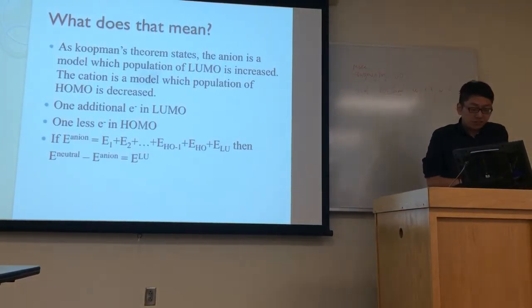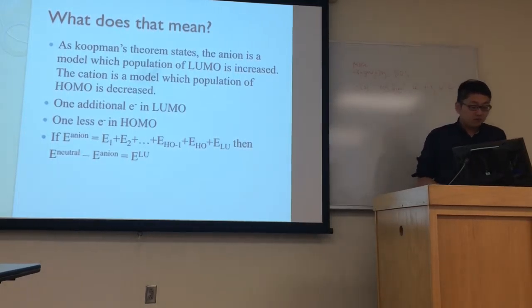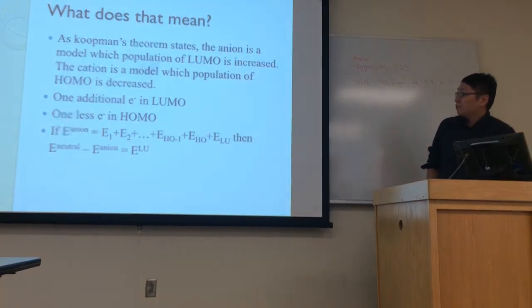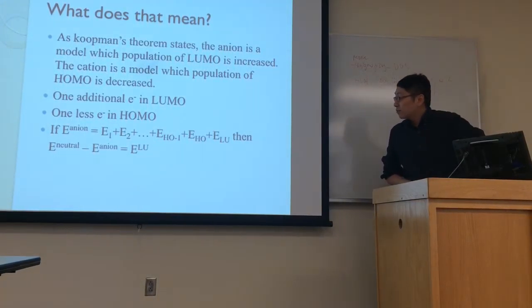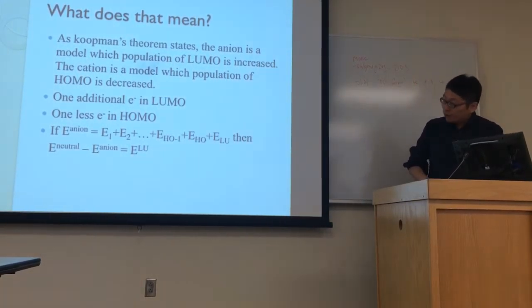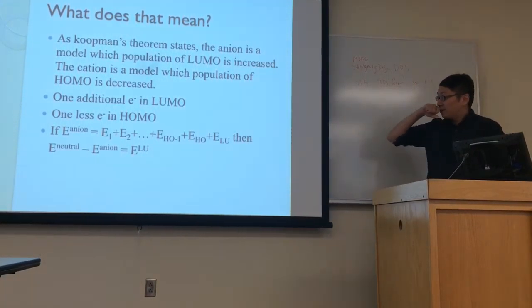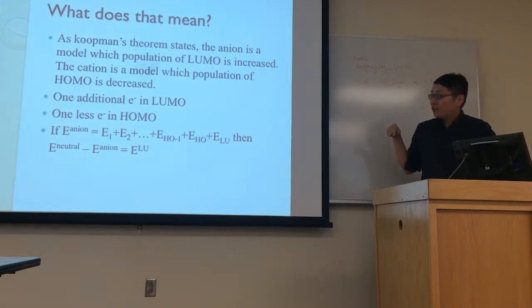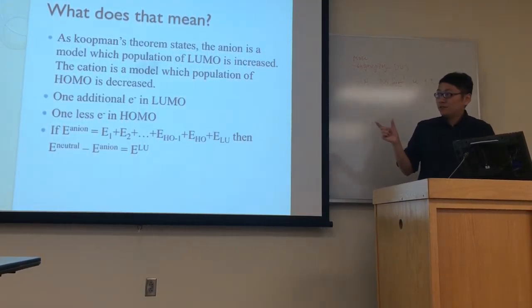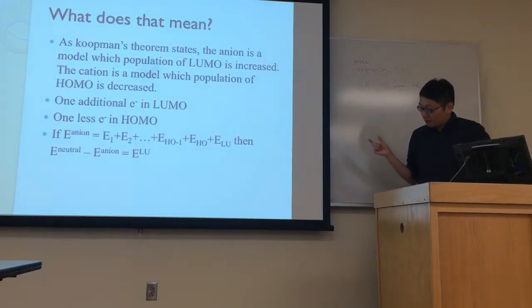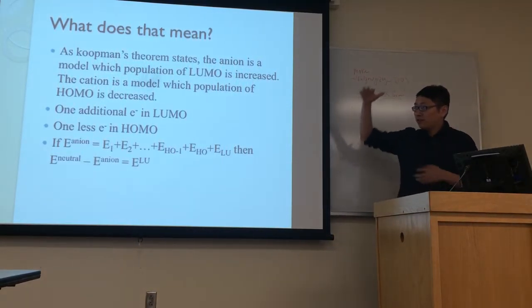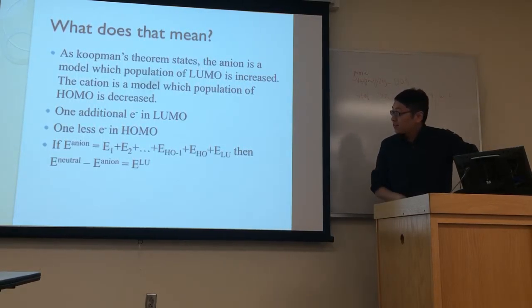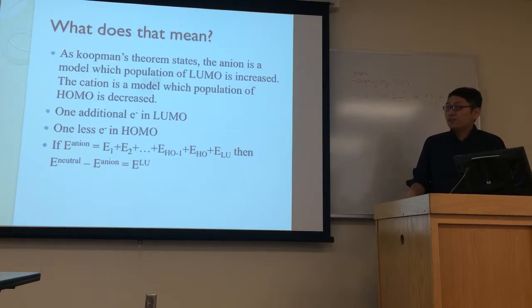So what does this information tell us? As the theory states, the anion is a model in which the population of the LUMO is increased. The cation is a model in which the population of the HOMO is decreased. So an anion means there's one additional electron in the LUMO state, which specifically is state 33 out of all 40 states, and the cation is one less electron in the HOMO, which is 32.